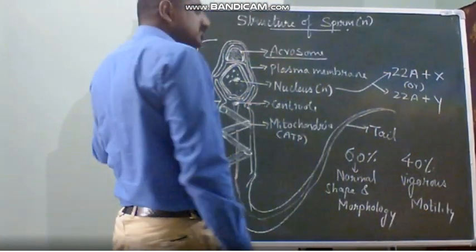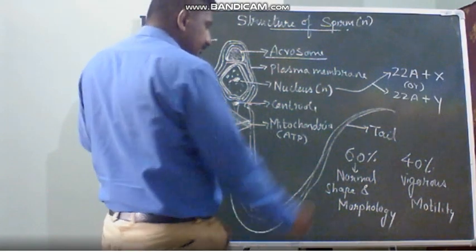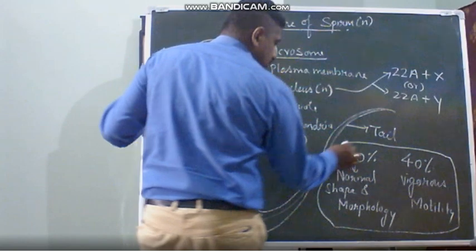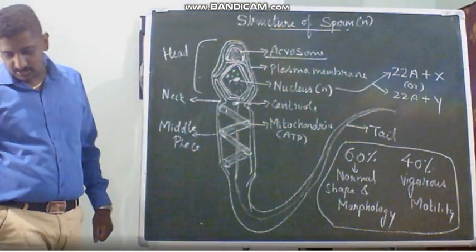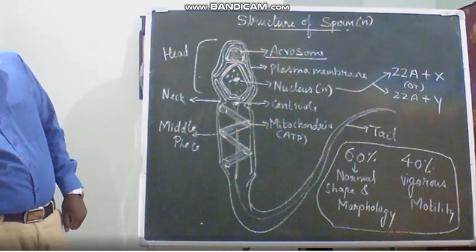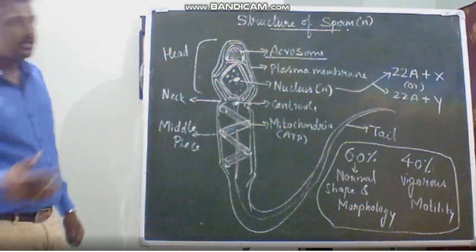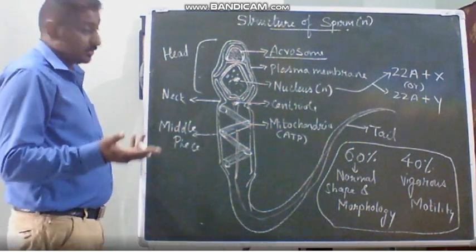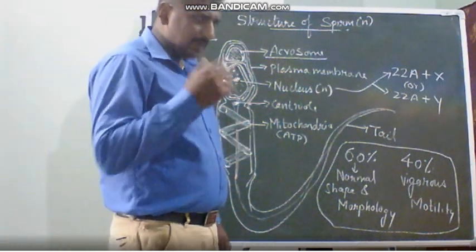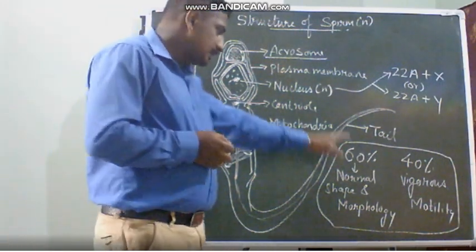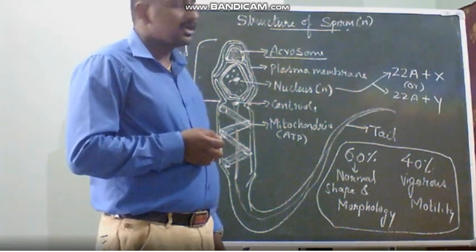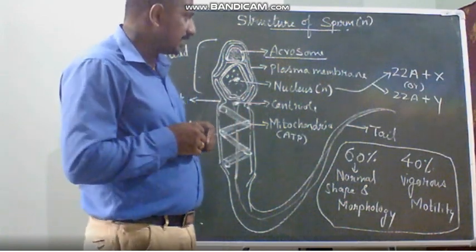Millions of sperms are released. Among them, 60% have a normal shape and size, and 40% should have vigorous motility. If that is the case, then definitely it is a healthy sperm. So during ejaculate, about 200 to 300 million sperms are there. In that, we take only a microliter, and when a lab technician observes it in the microscope, 60% of them must have a normal shape and morphology, and 40% must have vigorous motility for a normal fertilizing capacity.